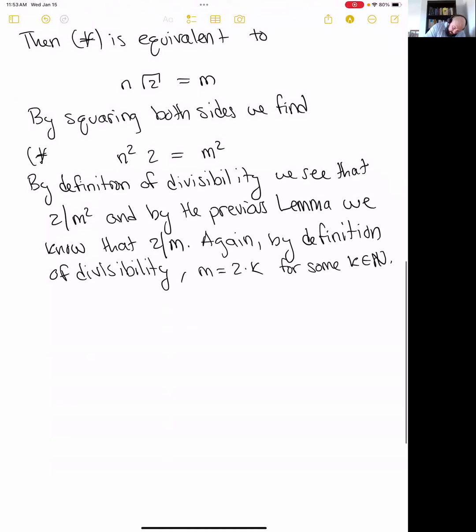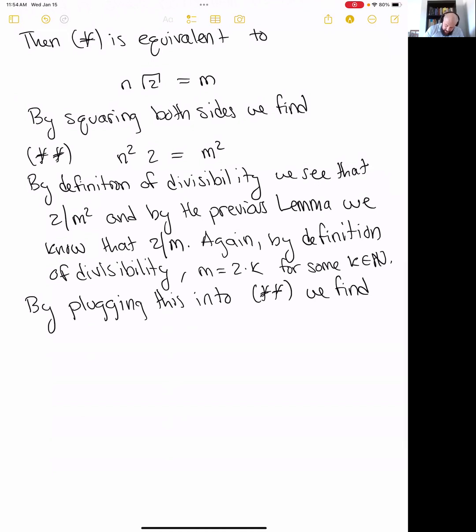So now let me call this double star. By plugging this into double star, we find that n squared times 2 is equal to 2k squared. That gives me n squared times 2 is equal to 2 squared k. And if I cancel one of the 2's, I get n squared is equal to 2k.